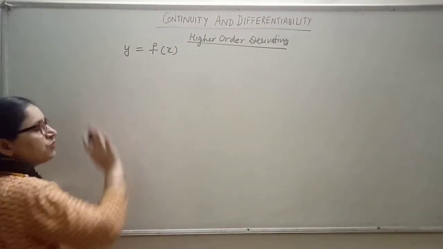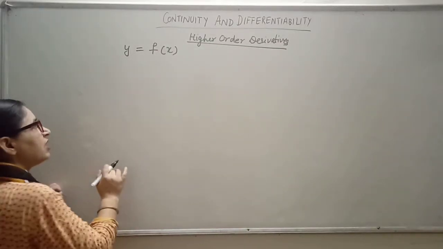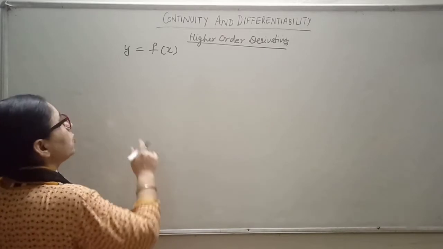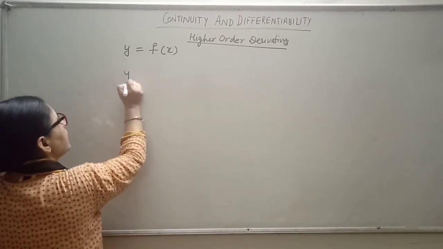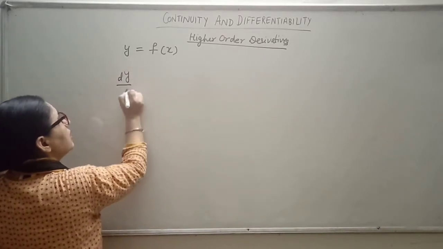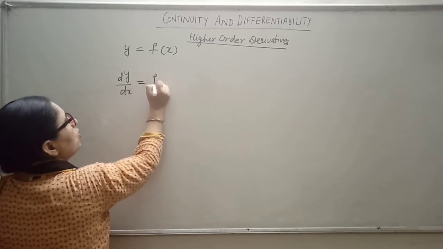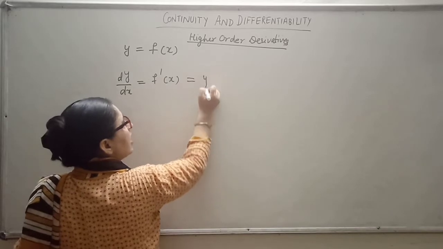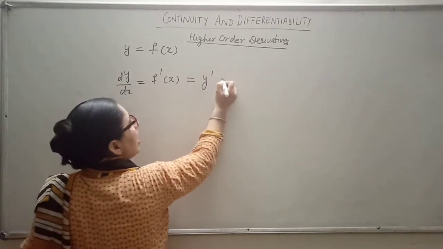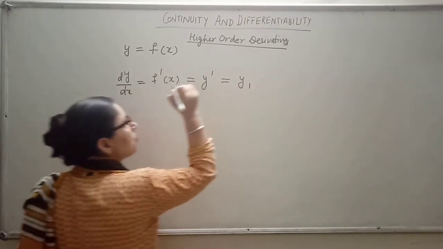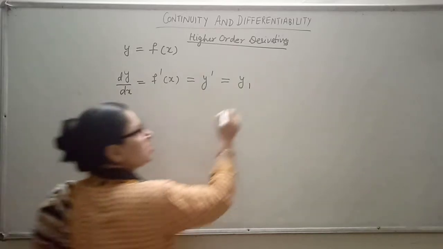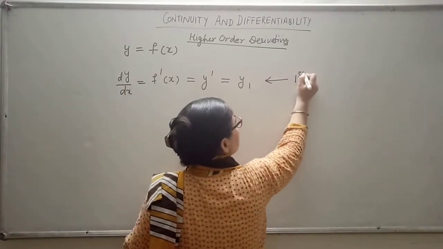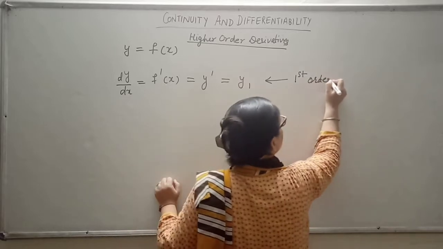So y is equal to f(x) is the given function, suppose, and if I differentiate it with respect to x, then it becomes dy by dx is equal to f dash x. But you know students, we can write it as y dash also, and we can write it as y1. This is the first order derivative.